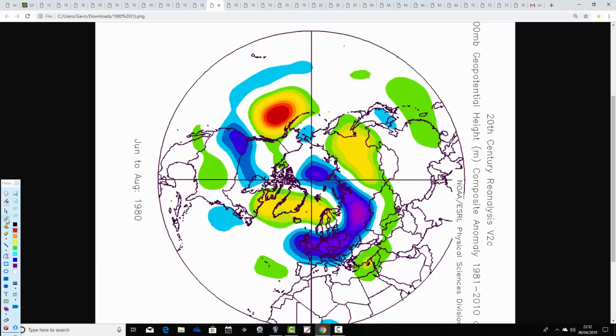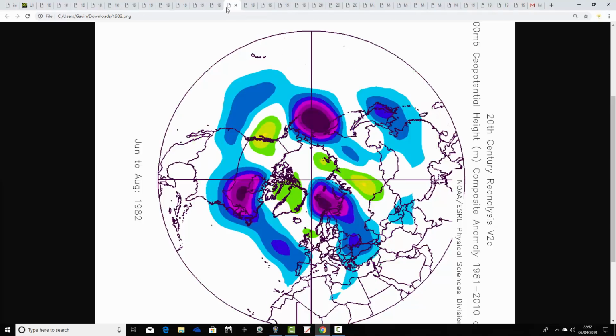Again, it's an unsettled summer. Very strong signal so far in this analogues package, with below average heights again over and to the east of the country. A bit of a blocking signal is up to the north. The jet stream is going to be pushed down there. So this is a cool and unsettled summer in 1980. I think August 1980 was particularly grim.